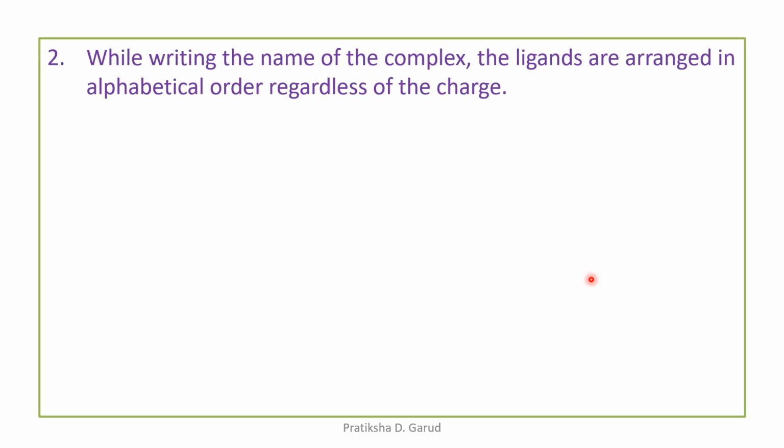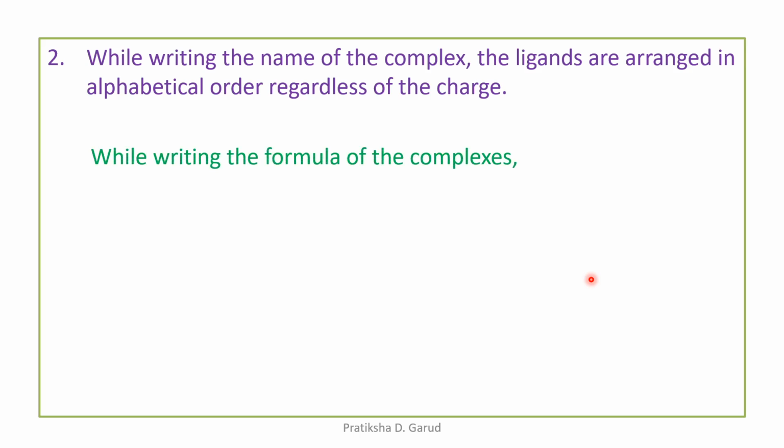Getting it? Let us move on. We have the second rule. While writing the name of the complexes, the ligands are arranged alphabetically, regardless of their charges. So while writing the names, we have to write the ligands alphabetically. We have to remember this.